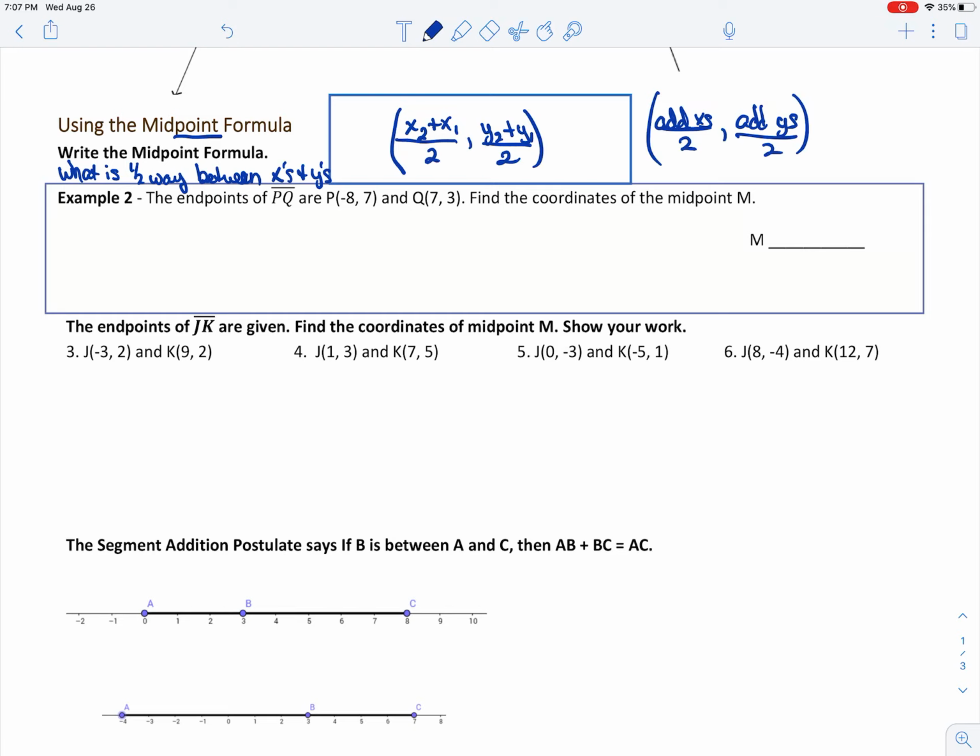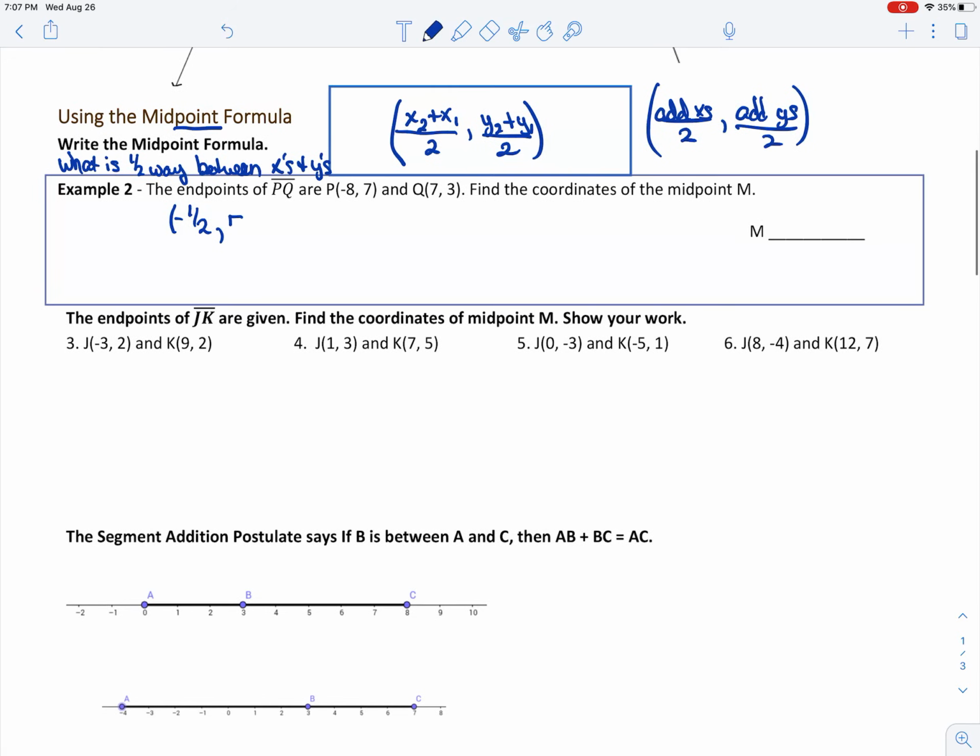Halfway between negative 8 and 7 on a number line, well, if it was negative 7 and 7, it would be 0. But it's pulling it more toward that left-hand side, the negative part. So it would be a negative 1/2. But if you can't visualize that in your head, we can try something else. And halfway between 7 and 3 is, well, they're odd numbers, so it would be 5.